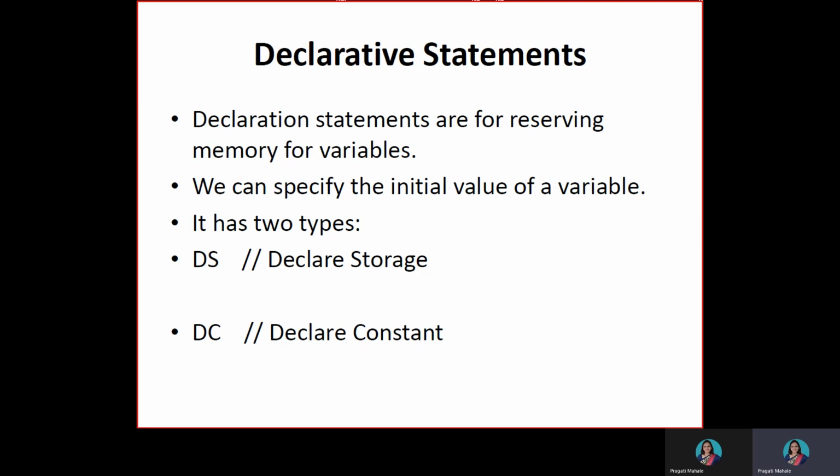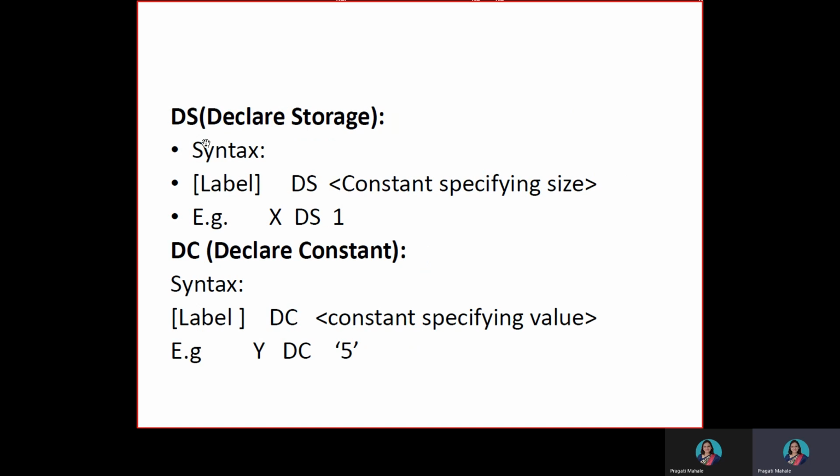Let us understand this with an example. Let us see the example of DS. This is the syntax to write a declarative statement. We have a label which is optional. Then you write DS and then we mention the constant. Let us see the example: X DS 1. How do you read this statement? X DS 1 means I declare a storage of one word, and I associate the name X with that memory area of the size one word. Got it? This specifies the memory in terms of words, and this memory is associated with the name X. This is called declare storage.